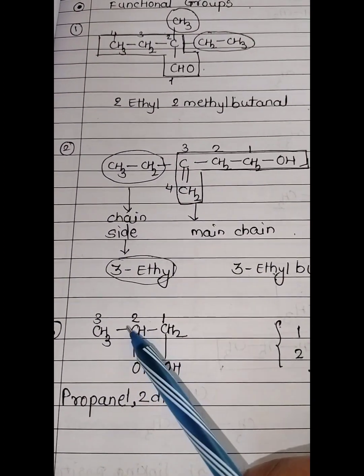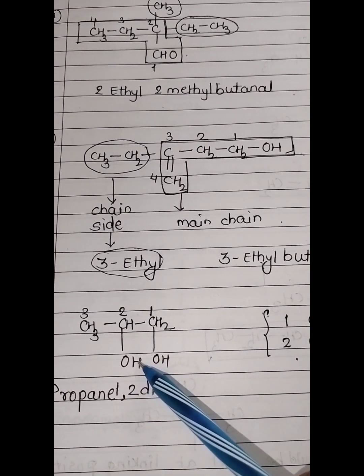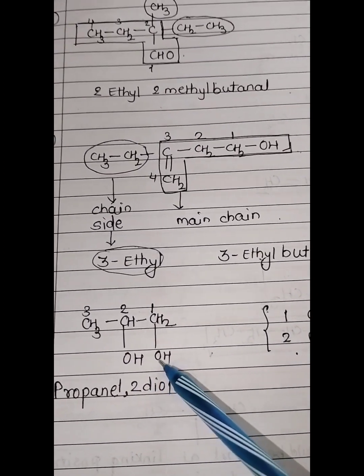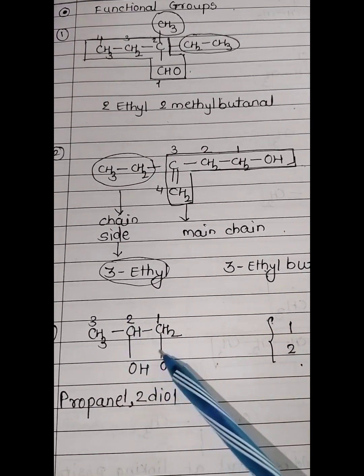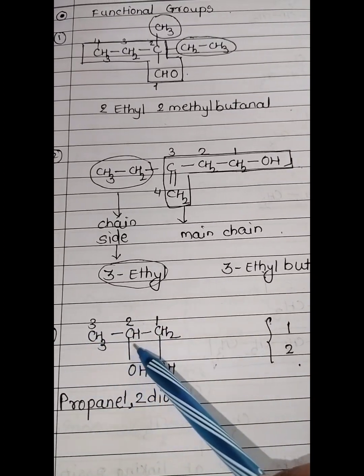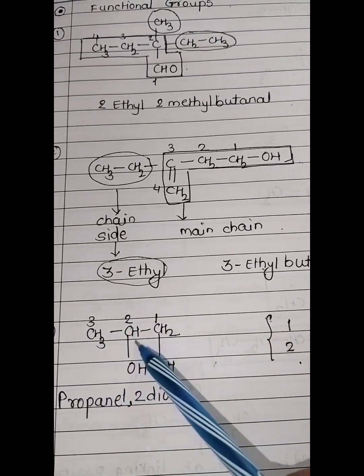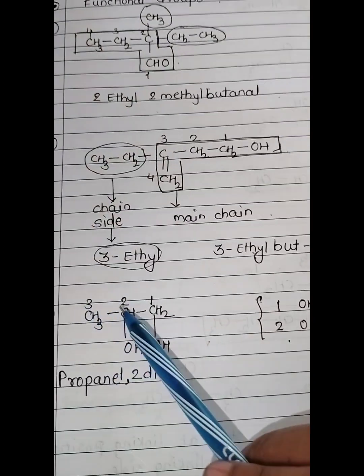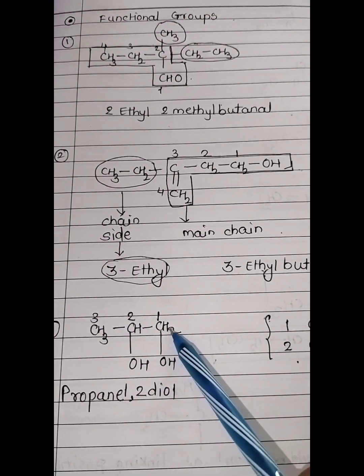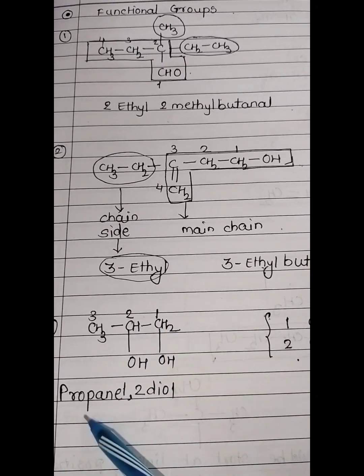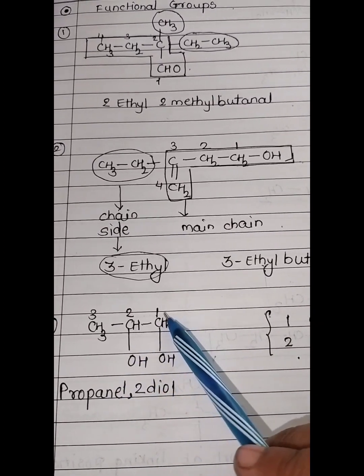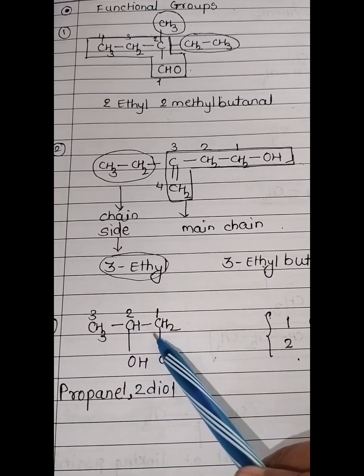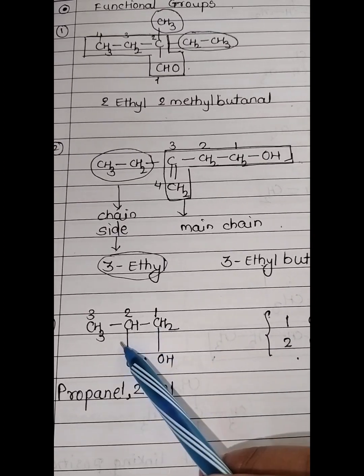Then the next example. Here there are 2 OH alcohol groups present. So first we select the parent chain. This is your parent chain or main chain. Then numbering 1 2 3. There are 3 carbons with single bonds, so propane, and the first and second carbons have OH, so 1,2.